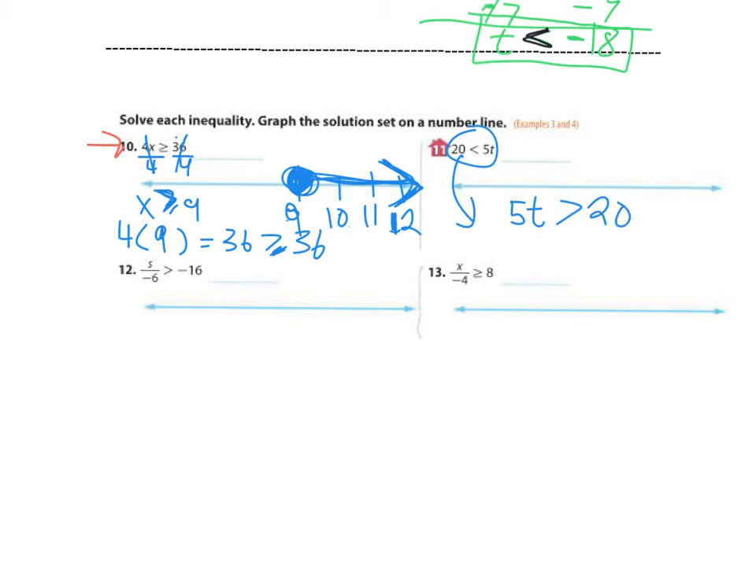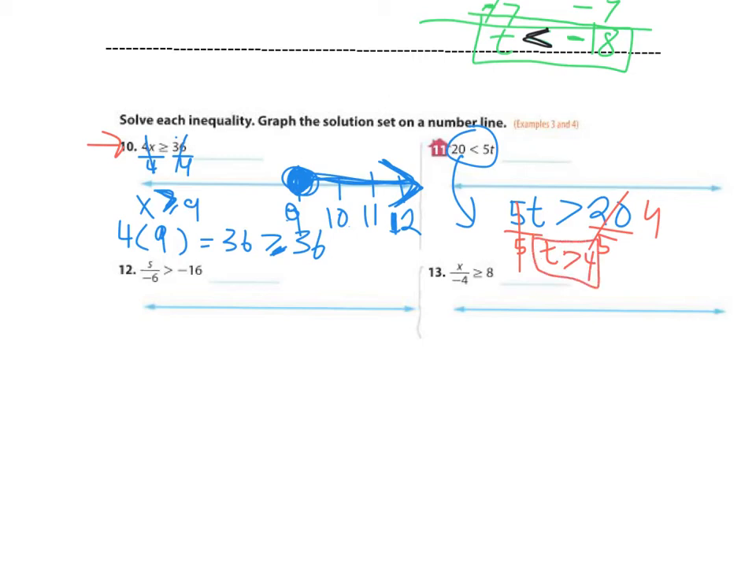It means the same thing. Now we're going to use opposite operations in order to figure out the values for t that make this statement true. Okay, the opposite of multiplying times 5 is dividing by 5. Whatever I do to one side, I have to do to the other. So 5 divided by 5 leaves me with just t. And then 20 divided by 5 leaves me with 4. So t is greater than 4 is my solution.